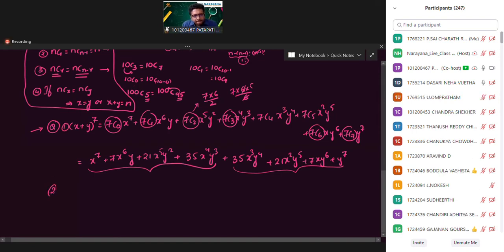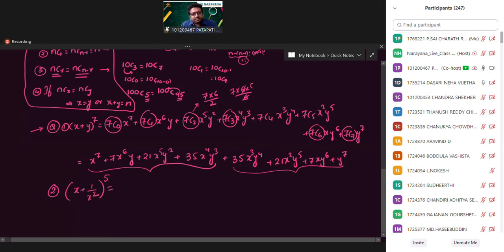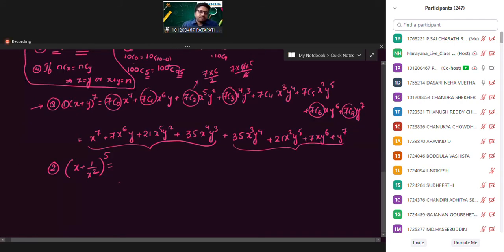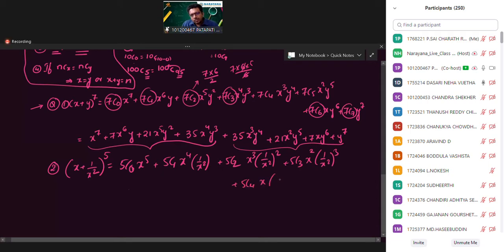Next question. x plus 1 by x square whole power 5. 5c0 x power 5 it starts. 5c1 x power 4 into 1 by x square. 5c2 x cube into 1 by x square whole square. 5c3 x square into 1 by x square whole cube. 5c4 x into 1 by x square whole power 4. 5c5 1 by x square whole power 5. Is it done?